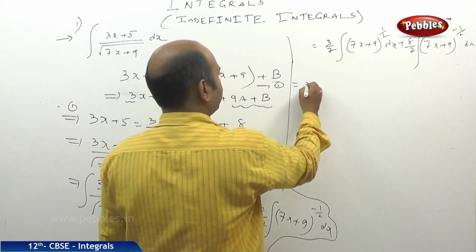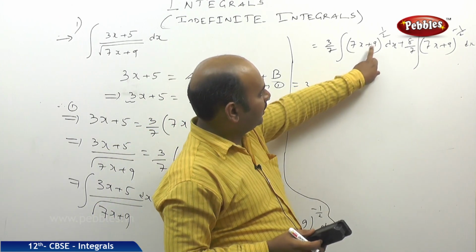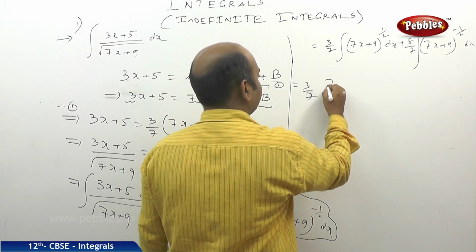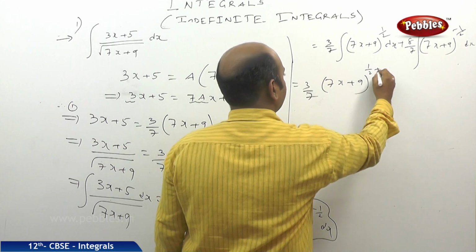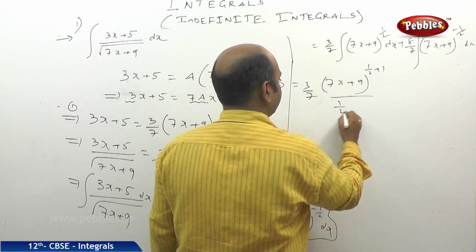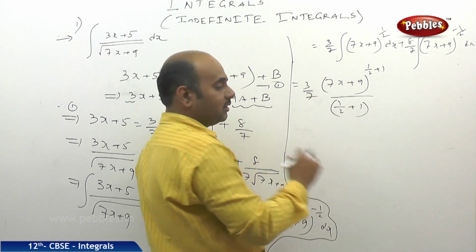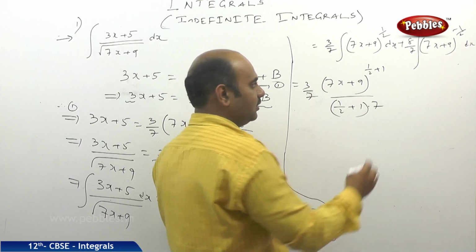So that is equal to 3 by 7. If you see here, it is like x power 1 by 2. X power 1 by 2 means I can write 7x plus 9 whole power 1 by 2 plus 1, by 1 by 2 plus 1. But whatever the coefficient of x is, that comes in terms of the denominator.